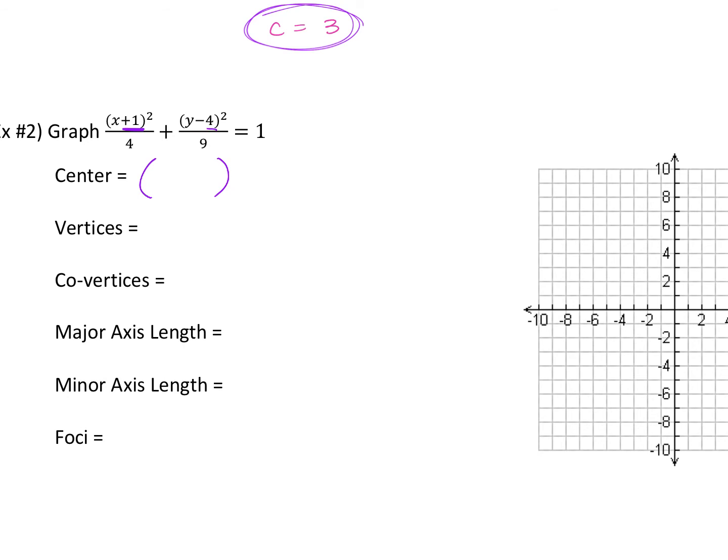-1, +4, right? Would be your center, -1, +4. Okay, what is your A value? 2, the square root of 4. What is your B value? 3. And are your vertices going to be on your x-axis or your y-axis? On the y-axis, because your B is bigger than your A.